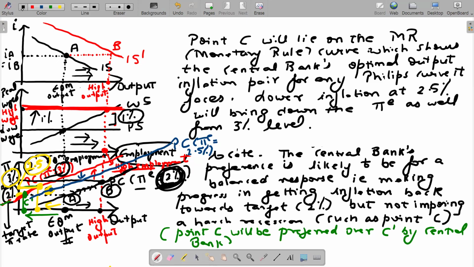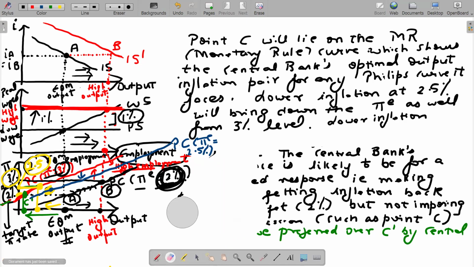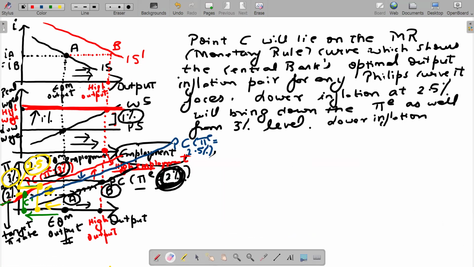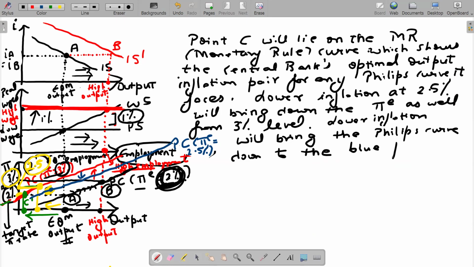So I can write this point: lower inflation will bring the Phillips curve down to the blue Phillips curve, as all students can see, where on the blue Phillips curve, the expected inflation is now 2.5, equal to the actual inflation, the yellow inflation of 2.5.